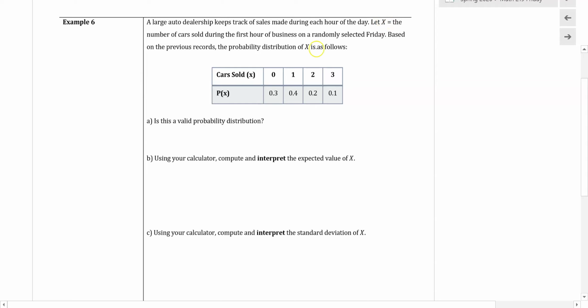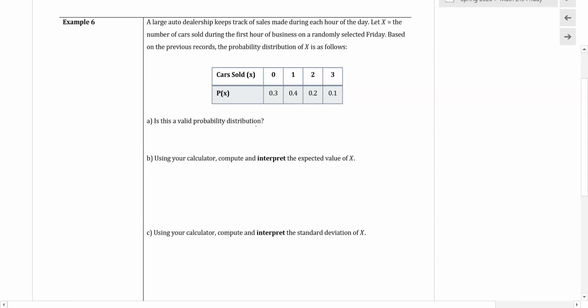So what they've done is they've looked at all their old records and they've looked at how many cars they sold in that first hour. They either sold 0, 1, 2, or 3 in that first hour. And remember, the probability they find, that's just the relative frequency, right? They find how many times they sold 0 cars in that hour divided by how many data values they looked at. There's their relative frequency or their probability. So the first thing they ask is, is this a valid probability distribution?